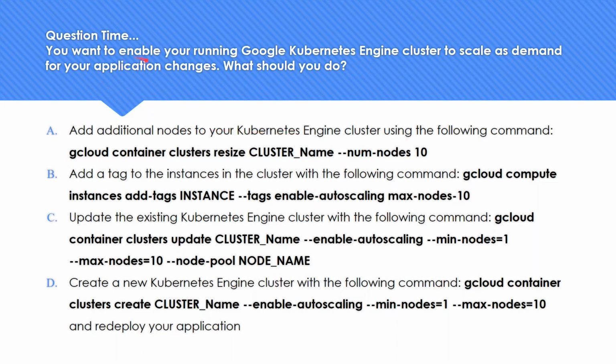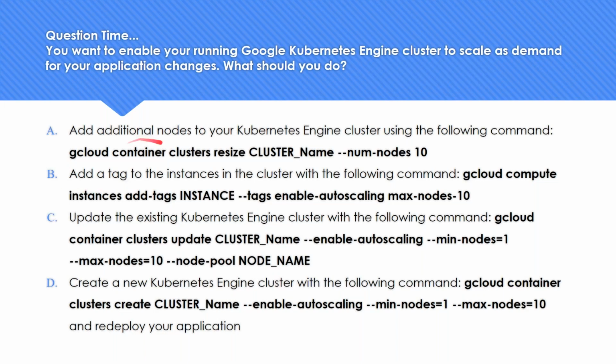So you want to enable your running Kubernetes cluster to scale as demand for your application changes. So basically they are talking about auto scaling. So as it goes, basically you should scale is what they are asking. What should you do? Simple auto scaling question.